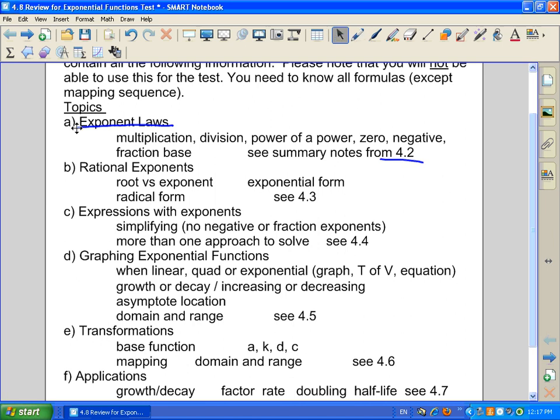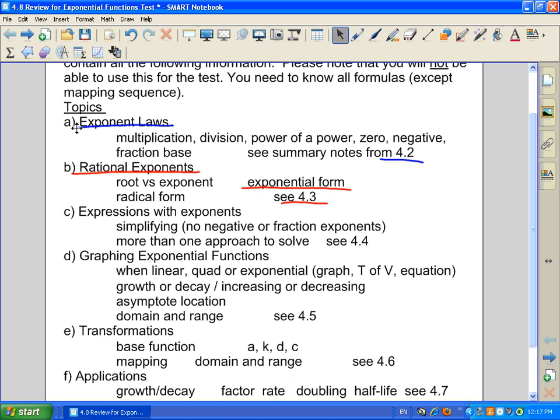Next, ladies and gentlemen, we took a look at rational exponents. We compared the difference between root form and exponent form. We took a look at radical form as well, and how we express fractions in the exponents, so it would be a rational exponential form. And again, for more information on that, you're going to see section 4.3.